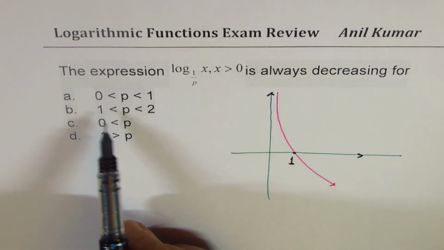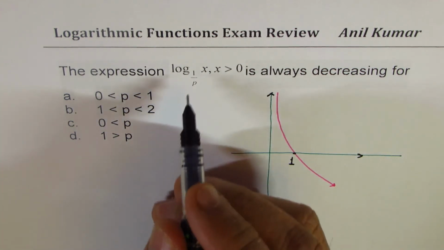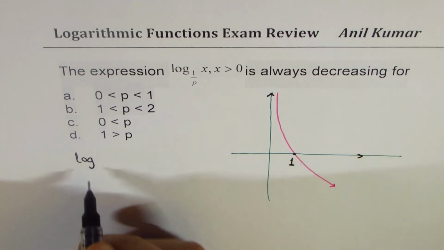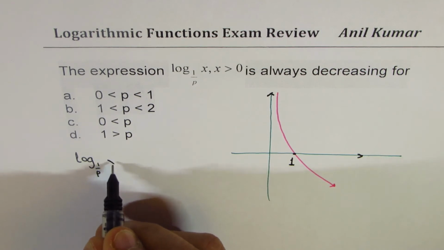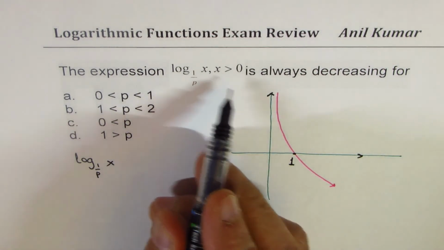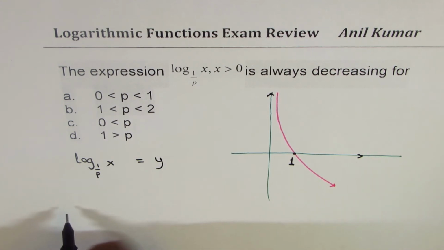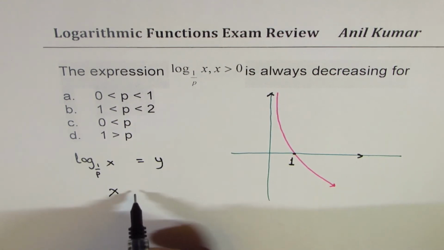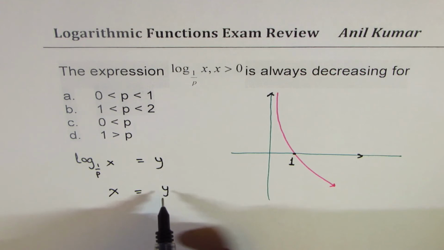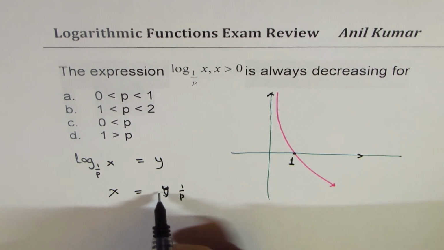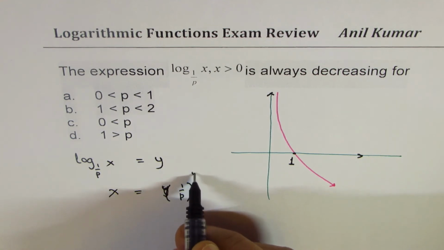Now, let us see what really works for us. So we are given the expression log 1 over p of x, and we want this to be always decreasing. Let me write this in exponential form. So it will look like this: x is equal to (1 over p) to the power y, the base remains the same.